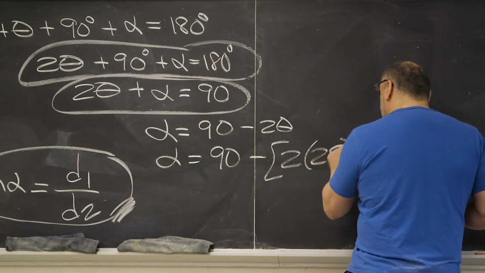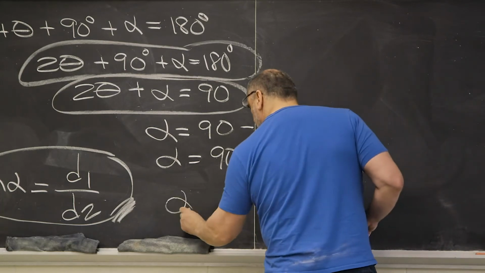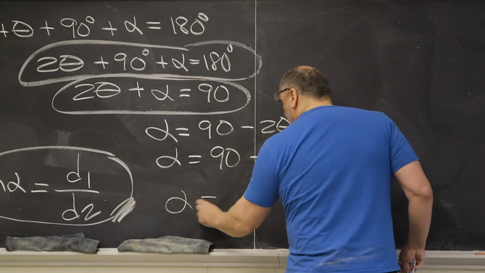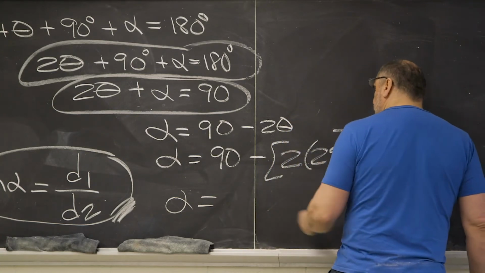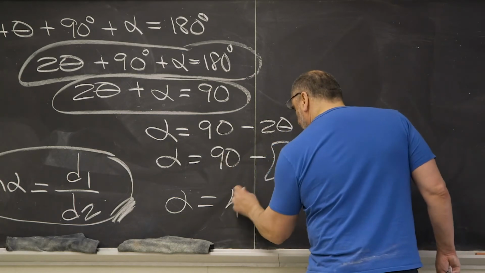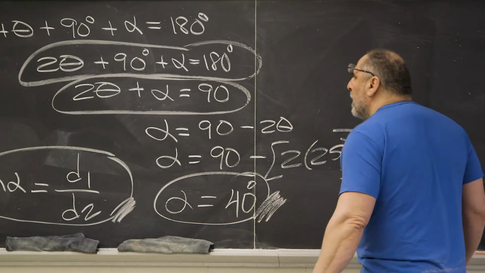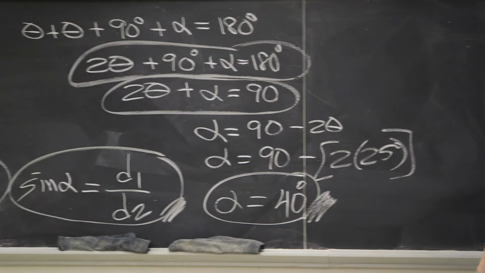Didn't they say it was a 25-degree angle? They told us it was a 25-degree angle. So I think it's very important, obviously. 2 times 25 is 50. 90 minus 50 is 40 degrees. So, yeah, sounds good to me.